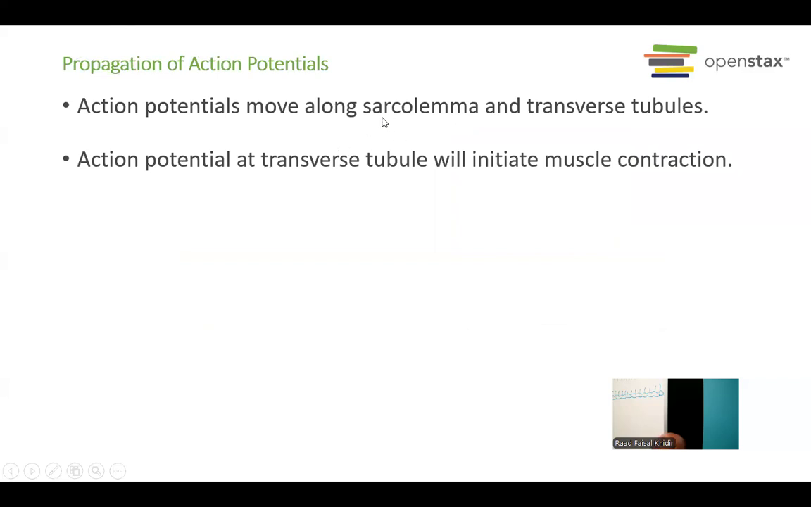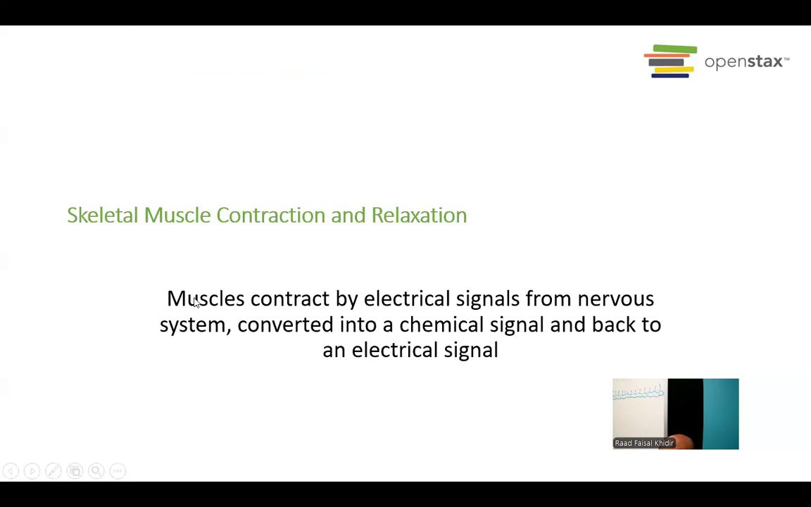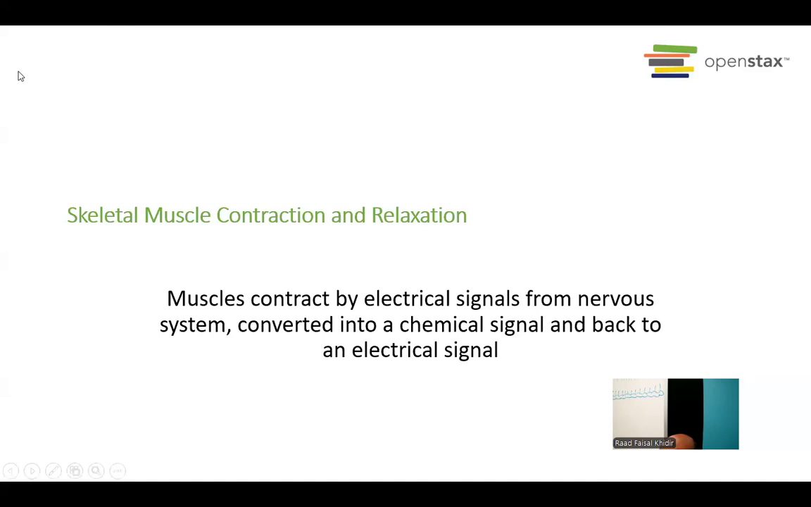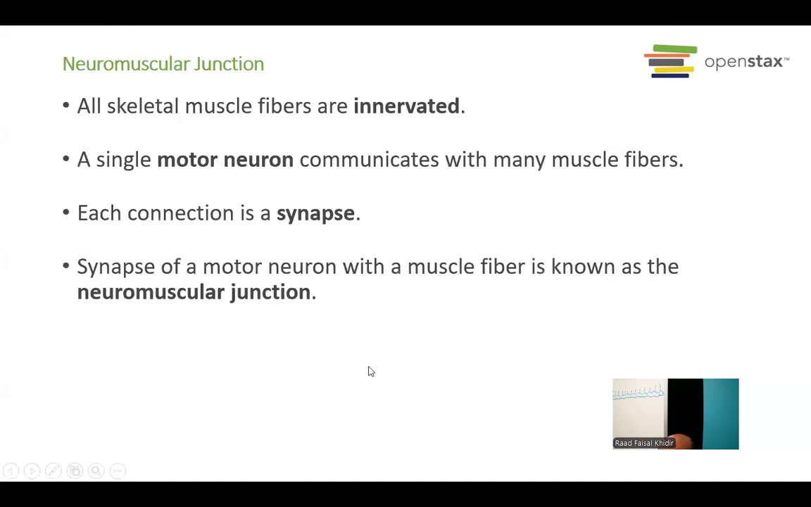Action potentials move along the sarcolemma. We talked about this, and the T, transverse tubules. The action potential at the transverse tubule will initiate the muscle contraction. So the muscles contract by electrical signals from the nervous system, converted into a chemical signal and back to an electrical signal. You have the electrical, obviously, that is the action potential. Then a chemical signal, you have calcium being secreted, and then the contraction, and then we relax again to go back into an electrical signal.